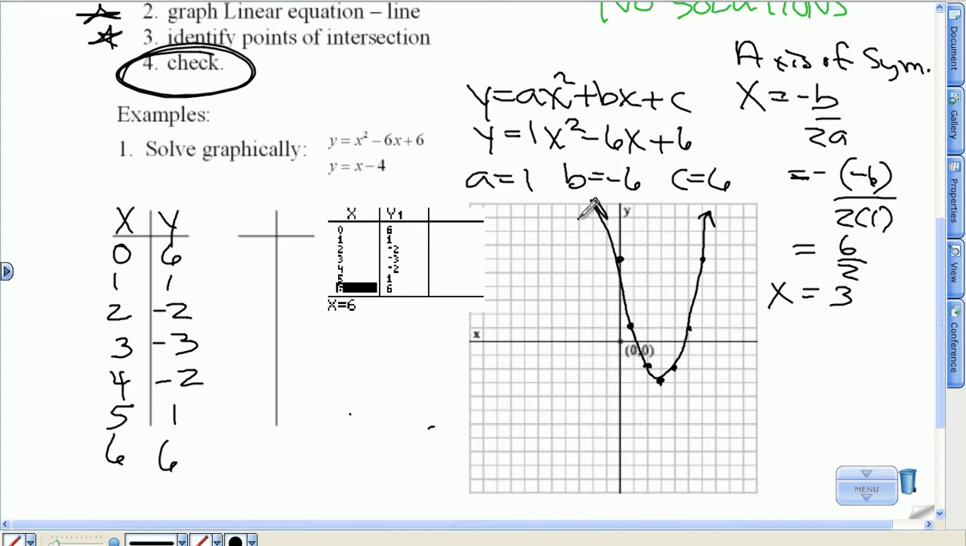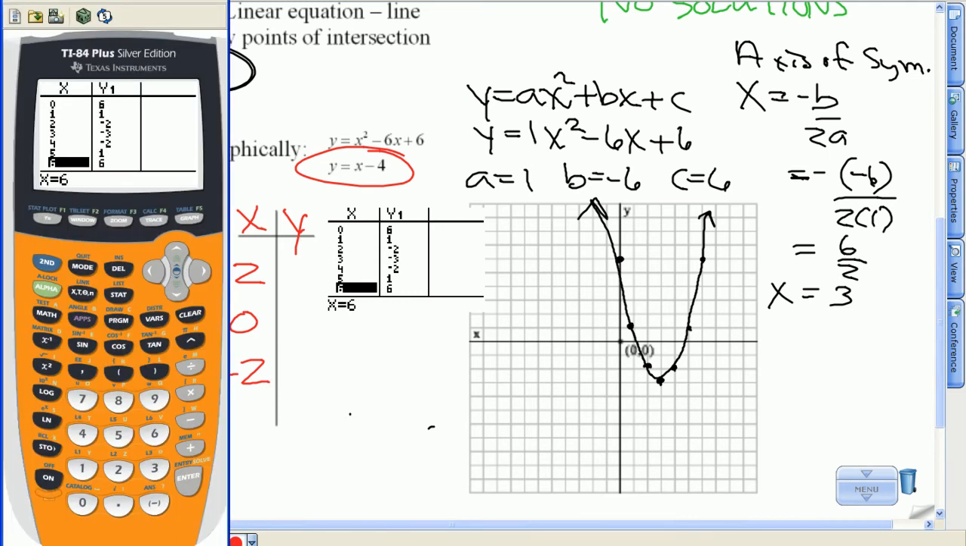Alright, I'll switch colors here for y equals x minus 4. Y equals x minus 4, just to remind you how to graph a line. We only use 3 values for that. Typically 2, 0, and -2 are the 3 values that we use for x. You are ready to put this in the calculator when the equation is solved for y. You do see y equals x minus 4 is already solved for y. So I'm going to put that in as y2.